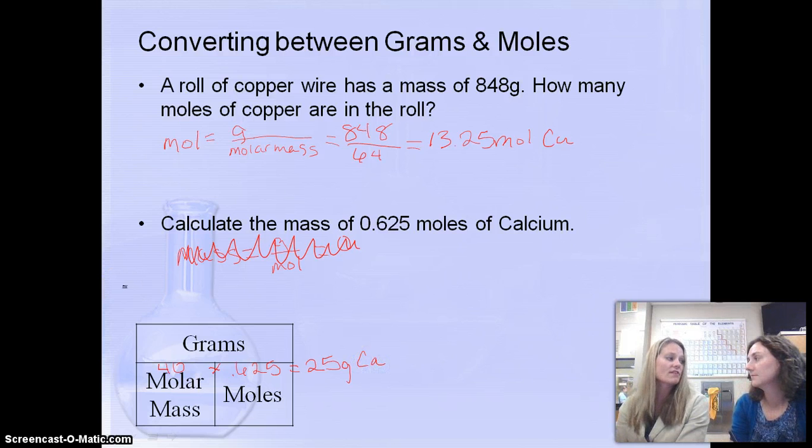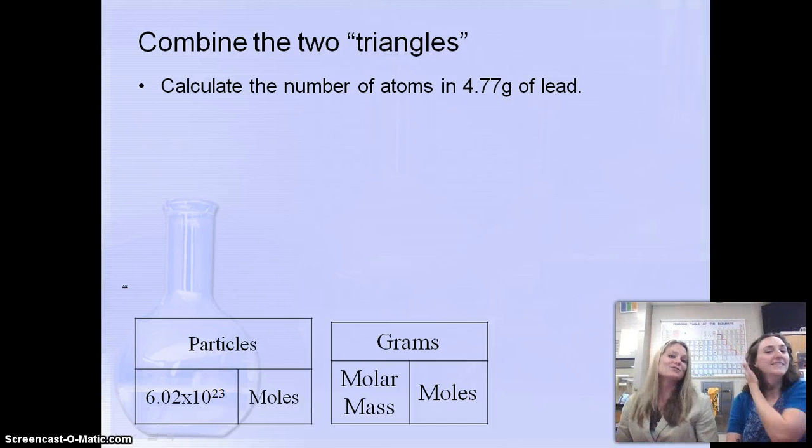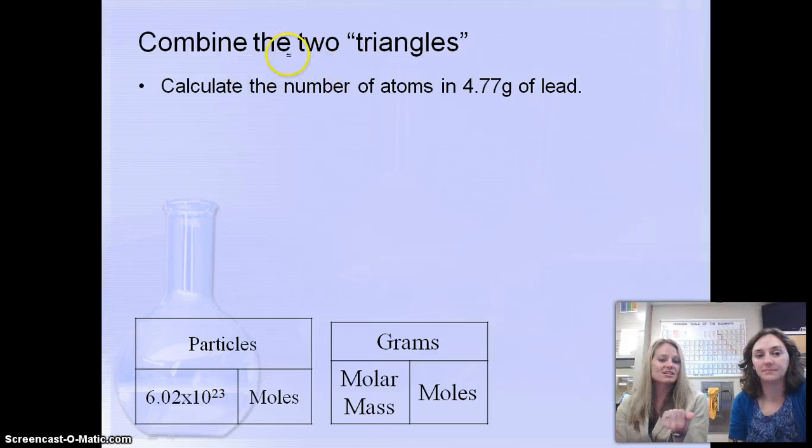Do you think they are ready to use them both? I don't know. Well, too bad. You're going to. So now we're going to combine the two triangles, and we're going to solve for one. Jump to the moles, because moles is the same variable in both of these two triangles.